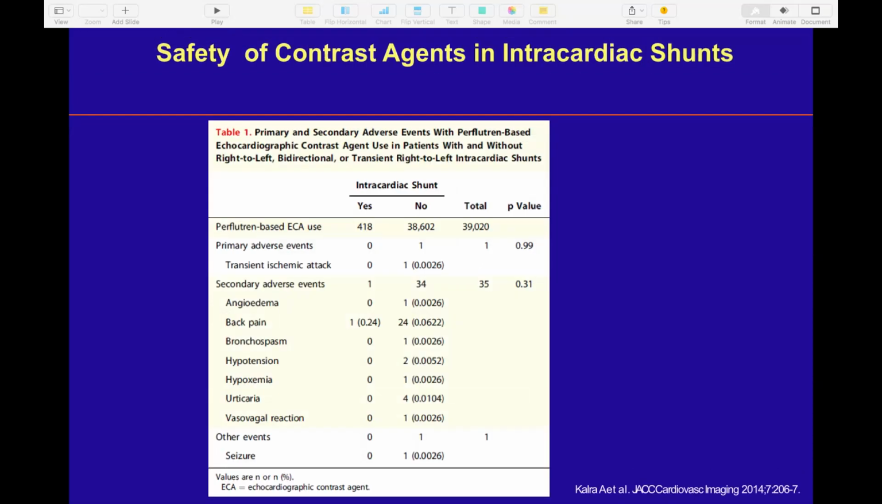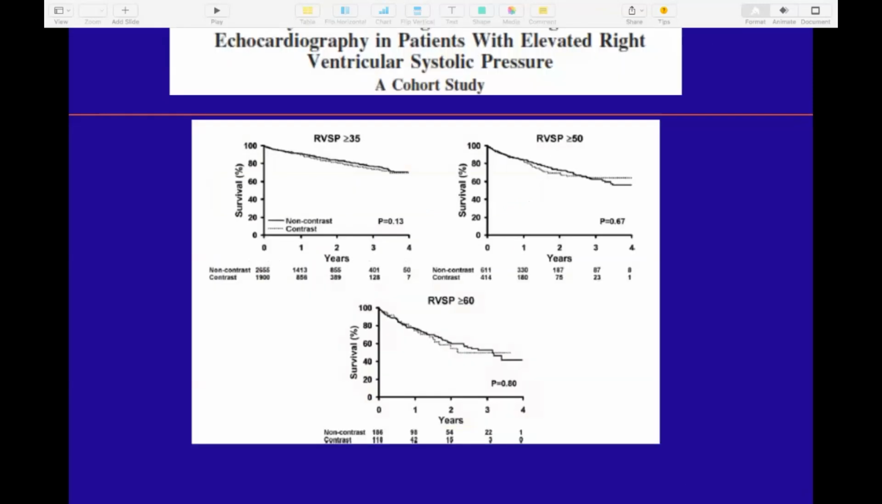What about contrast use in intracardiac shunts? This has always been of concern, and even this has been addressed fairly well. I'm just presenting one representative study showing that there was no difference in use of contrast in intracardiac shunts. Currently, it is not considered a contraindication if you have a PFO. If you have a clinical indication where you believe that contrast should be used, a PFO or any small septal defect should not prevent you from using it.